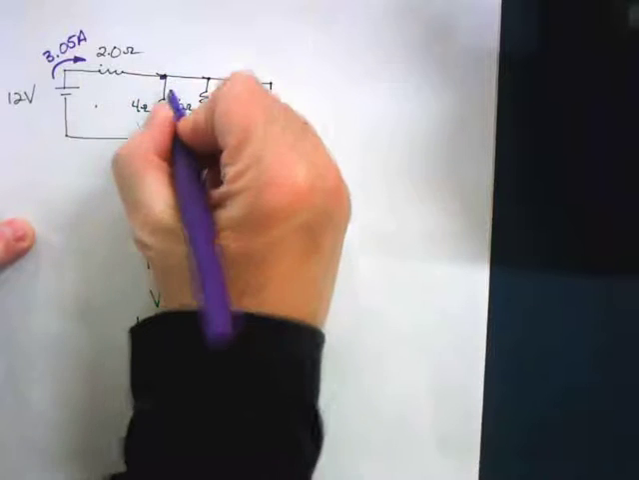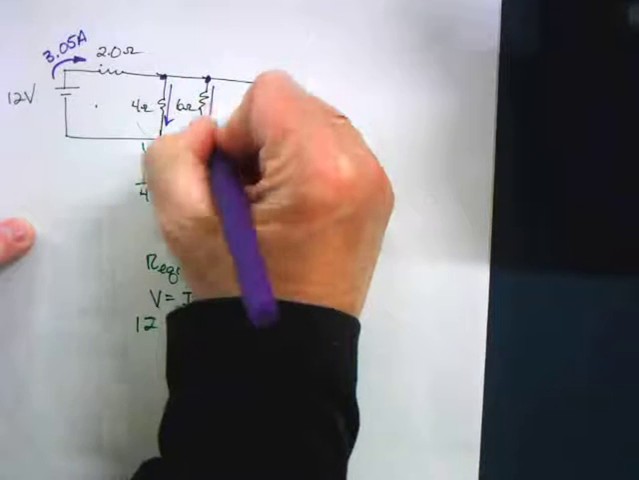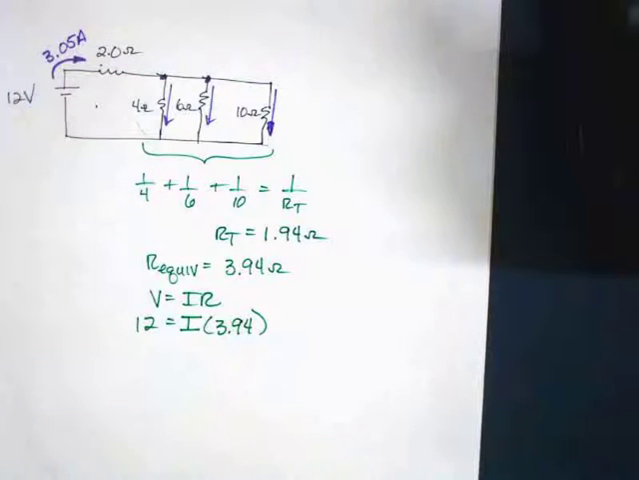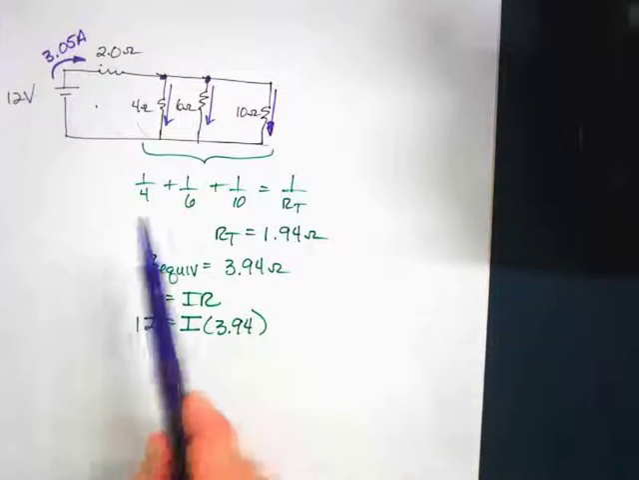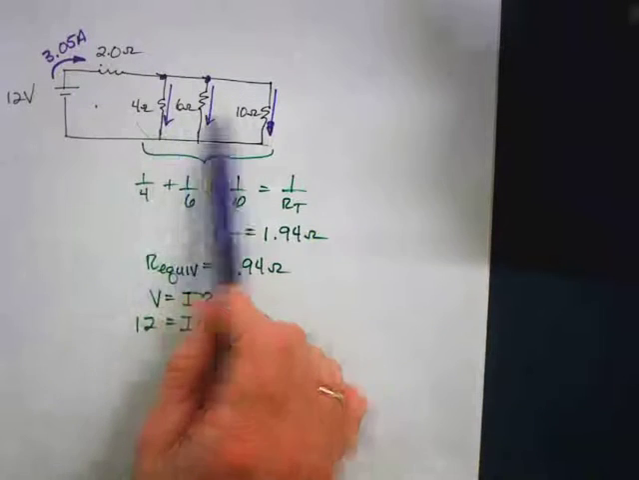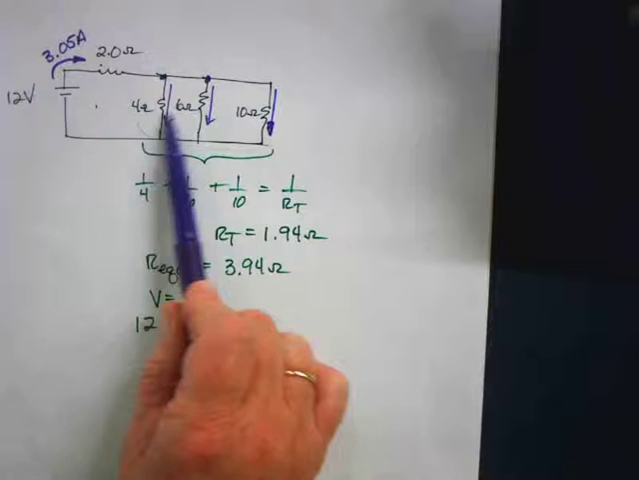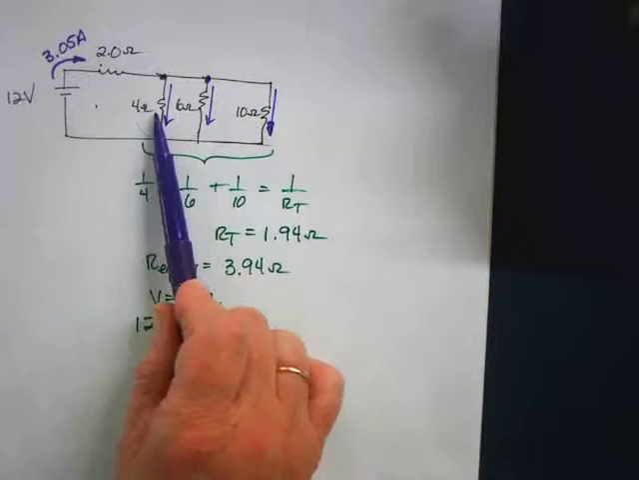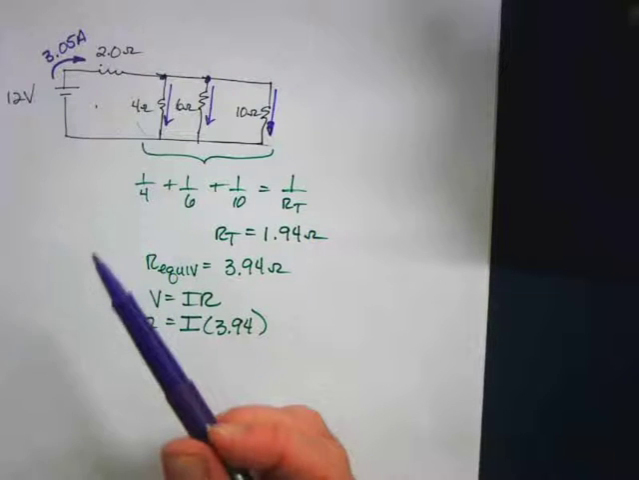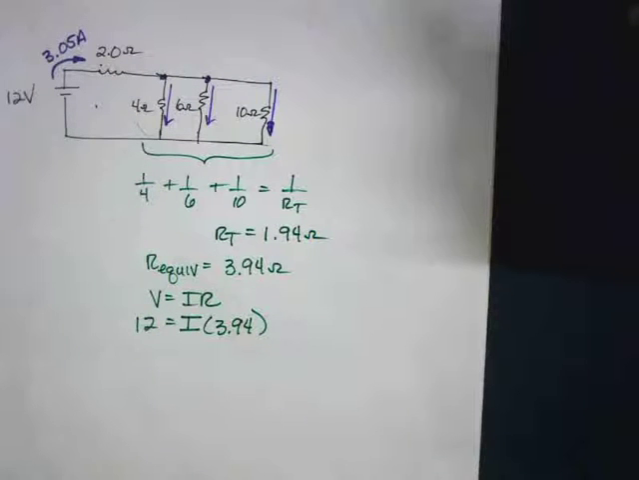Now that 3.05 amps will split 3 different ways, in 3 very different proportions, right? This would be very difficult to do, but it splits in a 10 to 6 to 4 ratio. Notice I flipped it, right? Because the lower the resistance, the more the current. So that would be difficult at best.